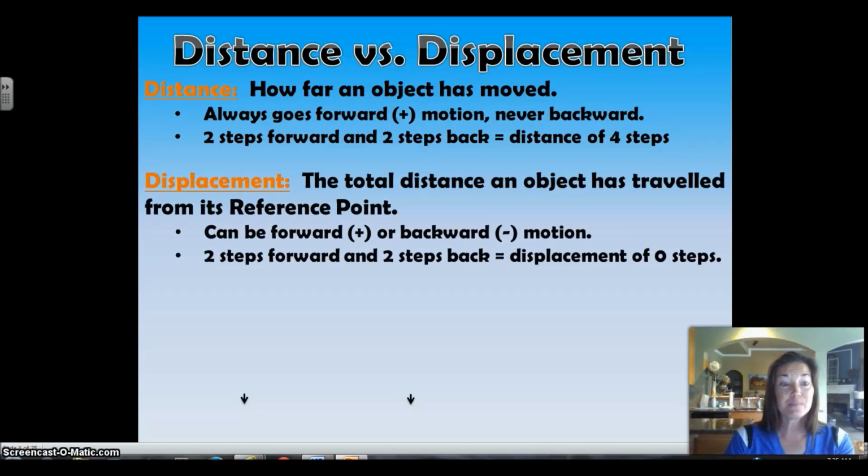Then there's displacement, which is the total distance an object has traveled from its reference point. So how far away are you from where you began? Displacement can be forward, positive motion, or it can be backward, negative motion. For example, 2 steps forward and then 2 steps back, you're right where you started from. So your displacement would be 0 steps.